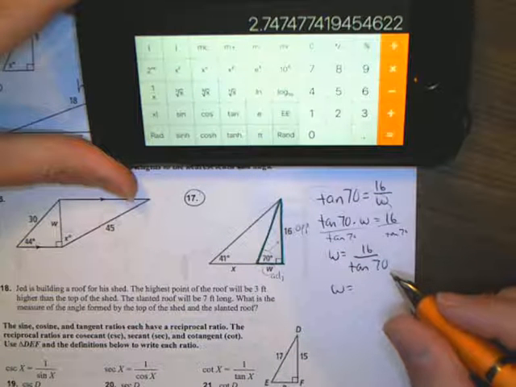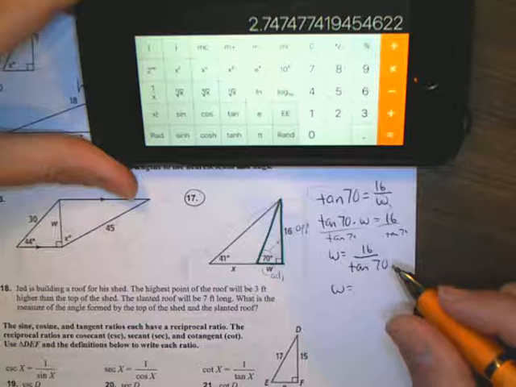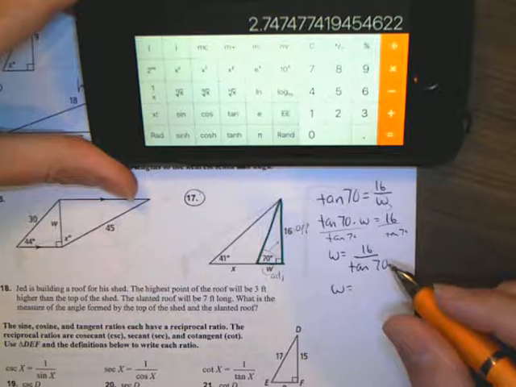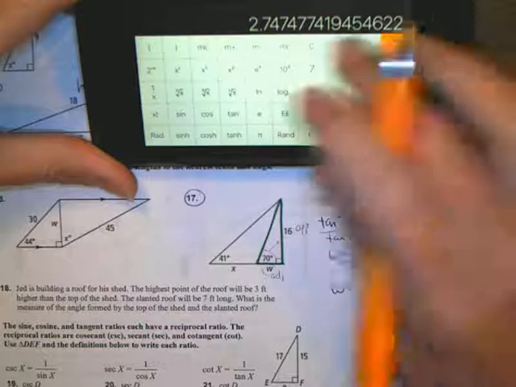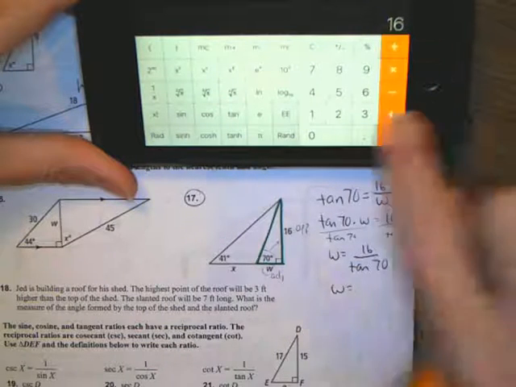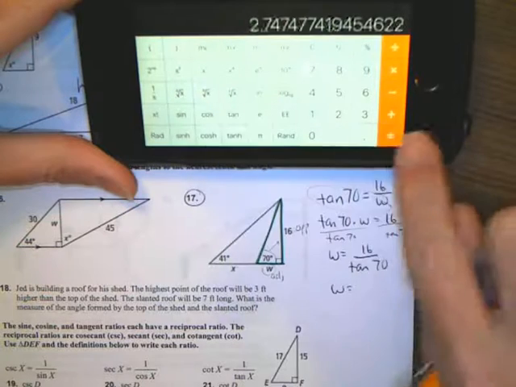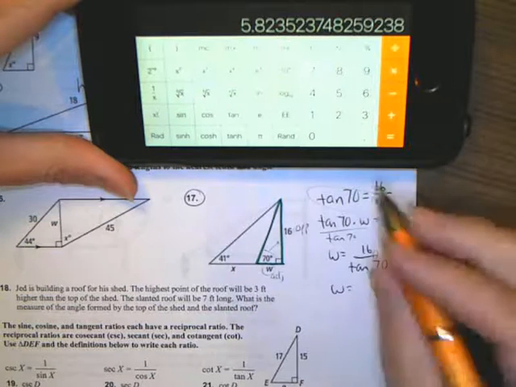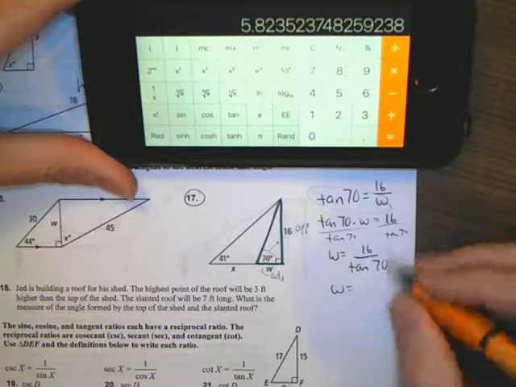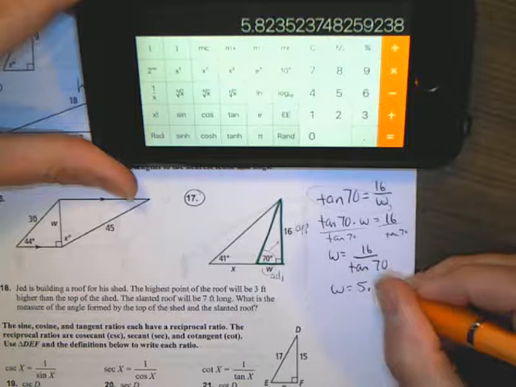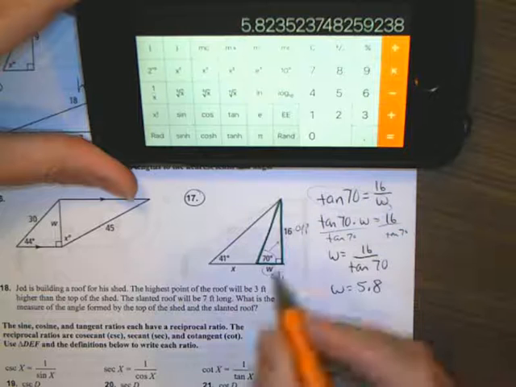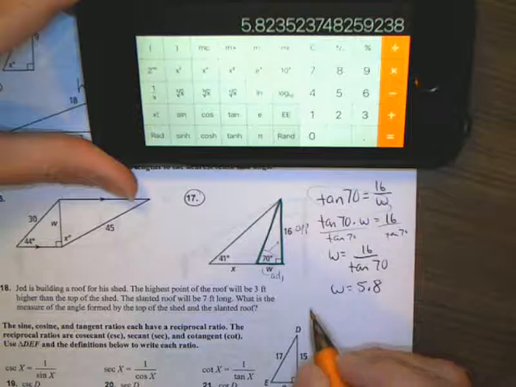2.74. I think something's not quite right there. Let me double check. 16 divided by tangent of 70 equals. Sorry, I didn't press equals. So 16 divided by tangent of 70 is 5.82, or I can leave it at 5.8. That's my w value.